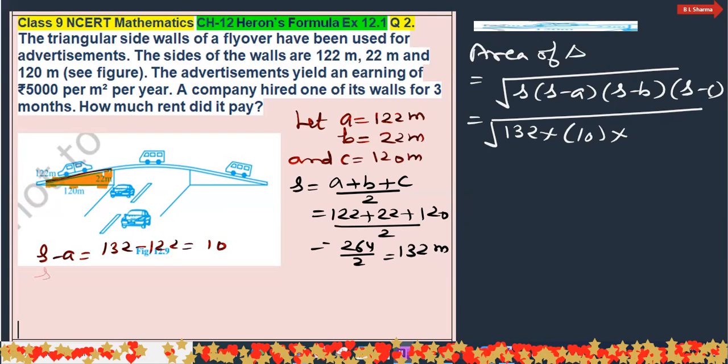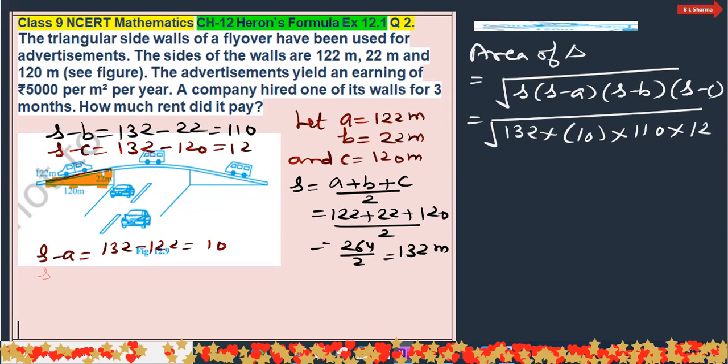S minus B, that is 132 minus 22, that is 110. We can write 110, and then S minus C. S is 132 and C is 120. So that is 12. So here we can write 12.